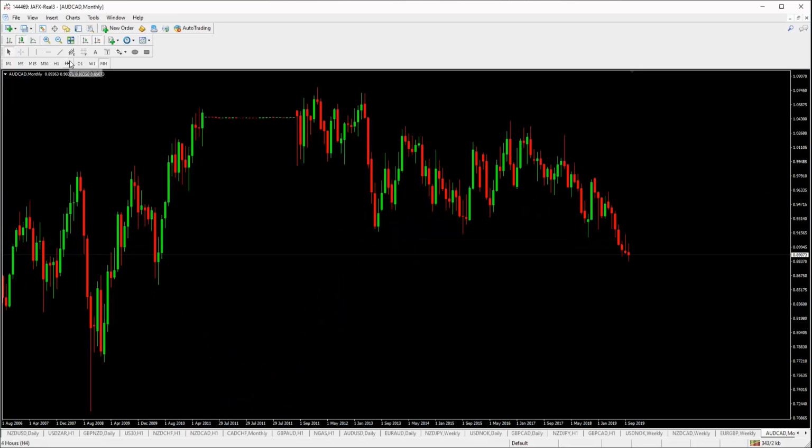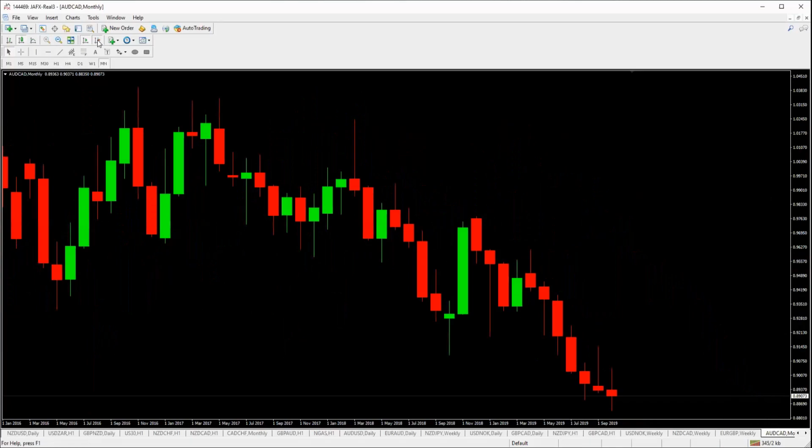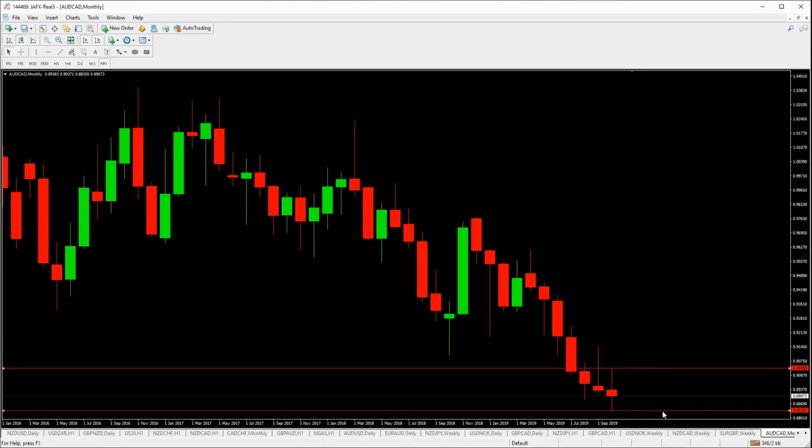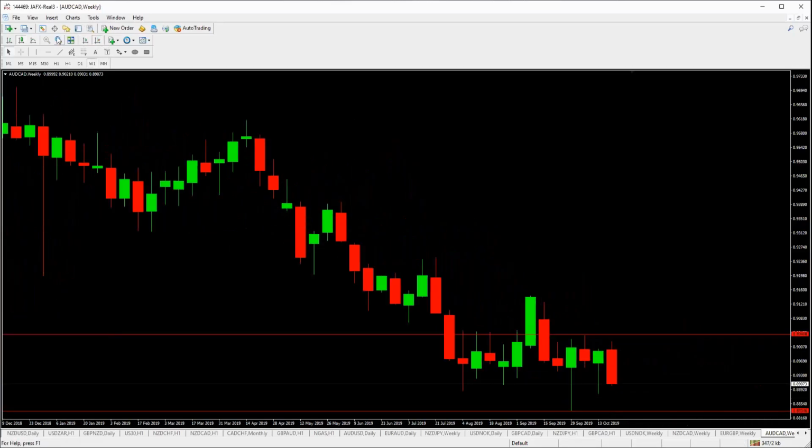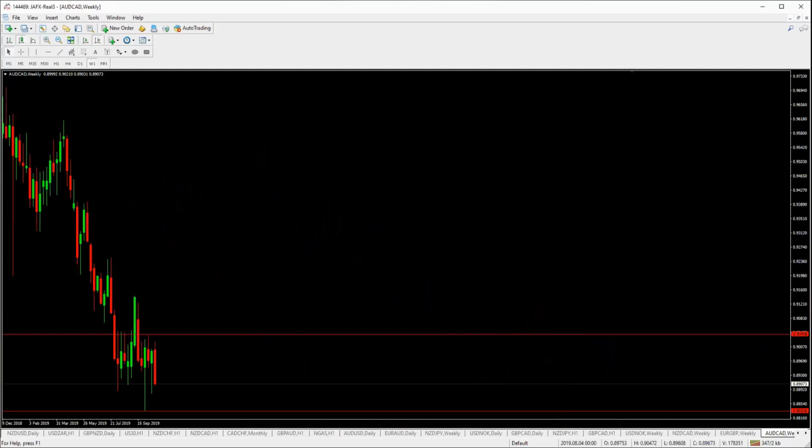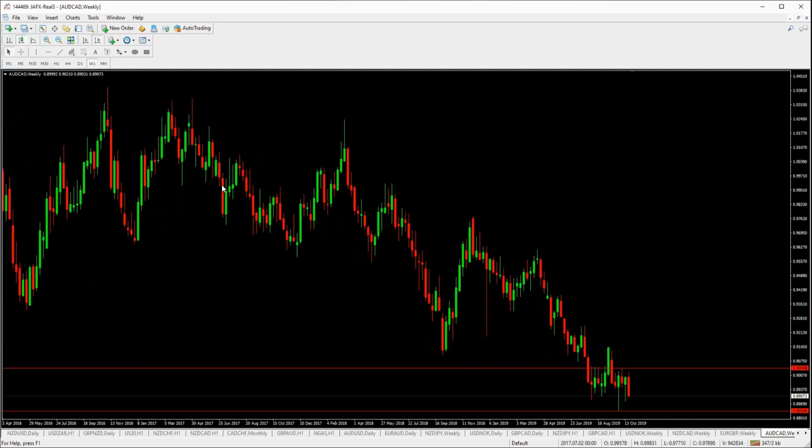Now let's check out AUDCAD. AUDCAD is looking like it's coming to a huge consolidated area, just as the language is telling us. We're having a lot of confusion. So I'm going to plot this. Go down to my weekly. And the weekly is looking very consolidated also.